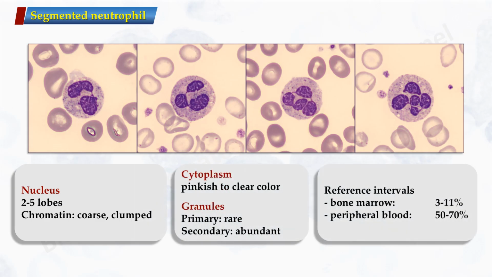Segmented neutrophil. Although similar in size to the band form, the segmented neutrophil is recognized by a segmented nucleus with 2 or more lobes, connected by a thin thread-like nuclear filament. Most neutrophils have 3 to 4 nuclear lobes, but a range of 2 to 5 lobes is possible. The chromatin is condensed and stains a deep purple-black. The cytoplasm of the mature neutrophil stains a pinkish to clear color.